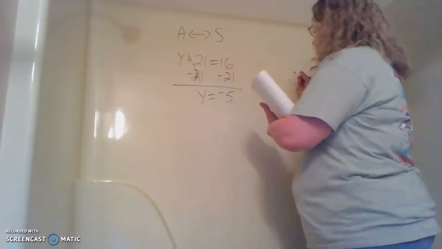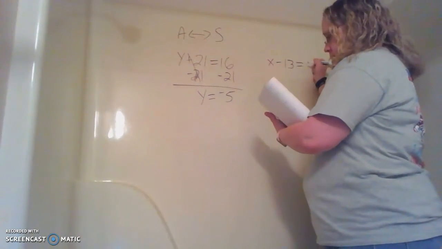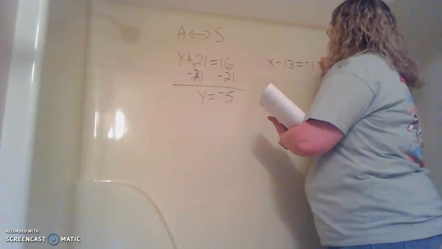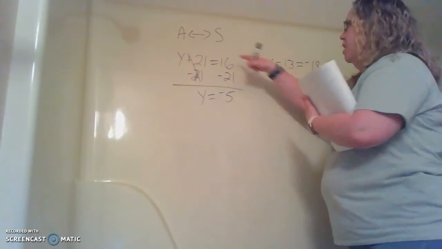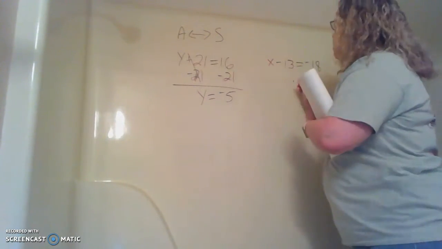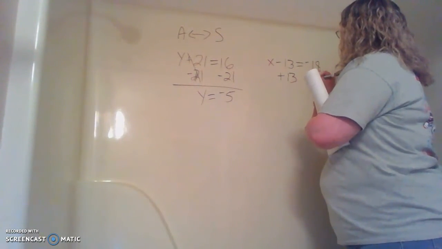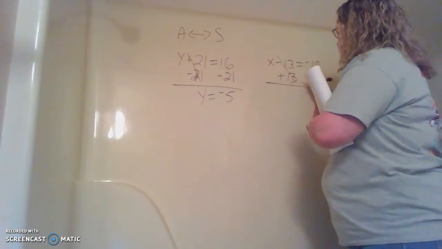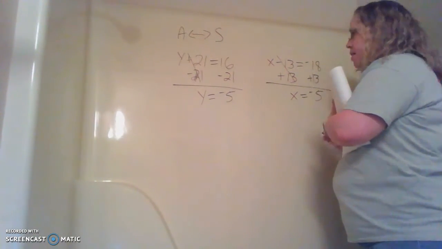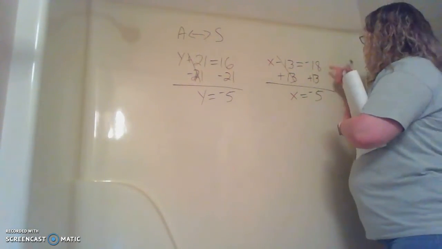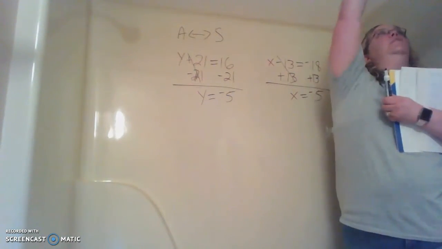All right, so if we look at number 2, we have x minus 13 equals -18. Again, we have subtraction, and we know that addition will undo subtraction. So we're going to add 13 to both sides. Our 13's cancel, and we're left with x equals -5. Now, why did we get -5 again? Because -18 has a higher absolute value than a positive 13.